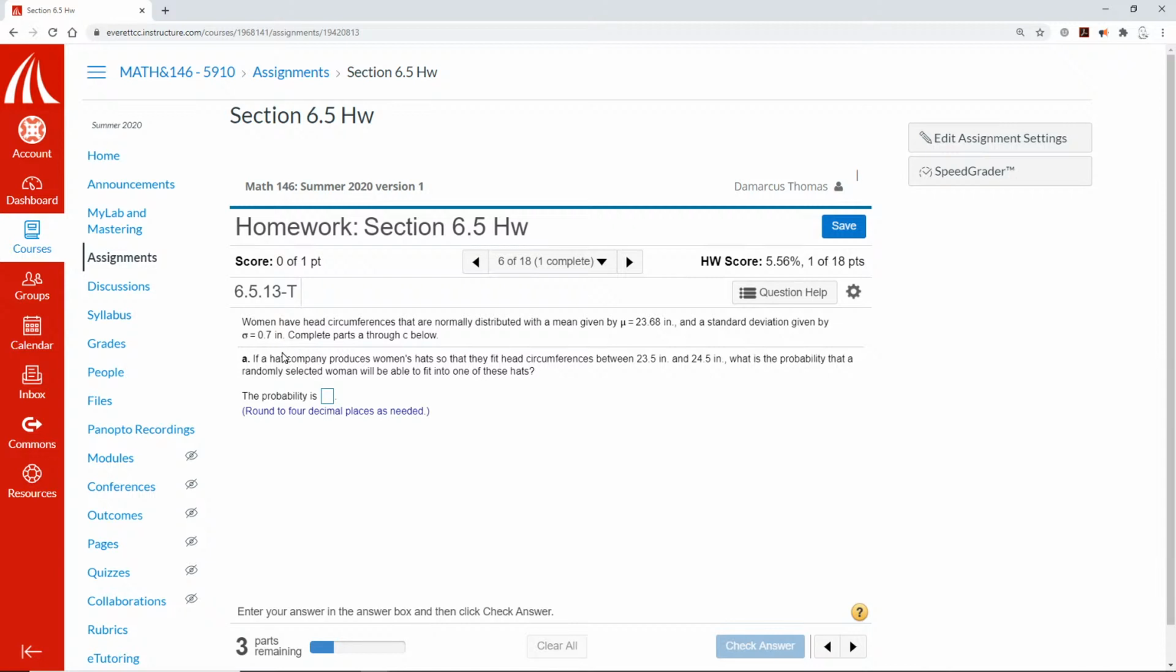Problems 6, 7, and 8. Let's do it. Women's head circumferences are normally distributed, with a mean of 23.68 and a standard deviation of 0.7. If a hat company produces women's hats so that they fit head circumferences between 23.5 and 24.5, what is the probability that a randomly selected woman will be able to fit into one of these hats?